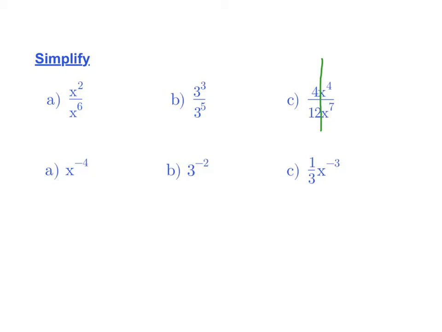4 goes into 4 once and 12 3 times. So I just treat 4/12 like a regular fraction, and just reduce that.